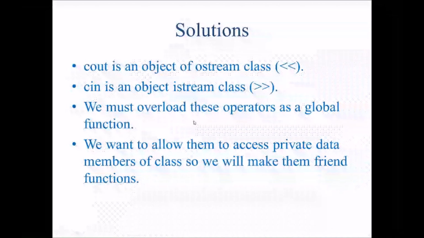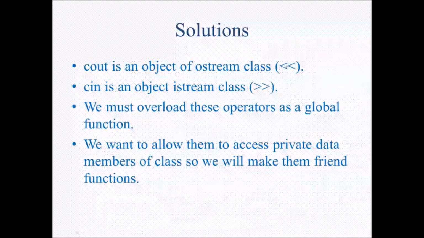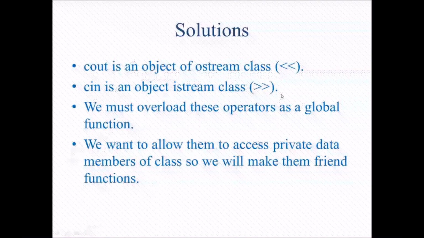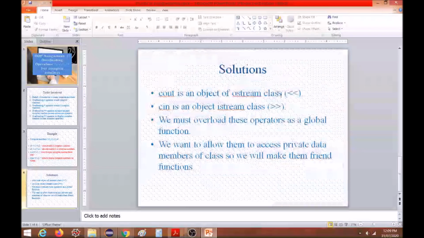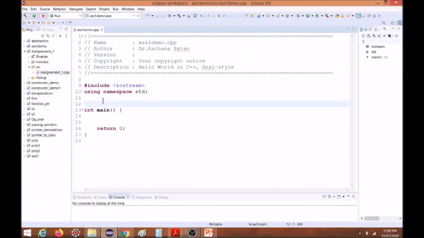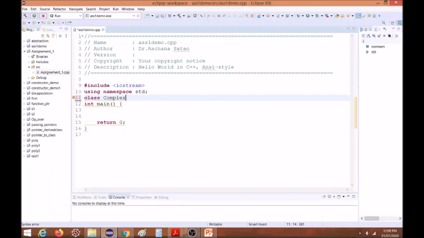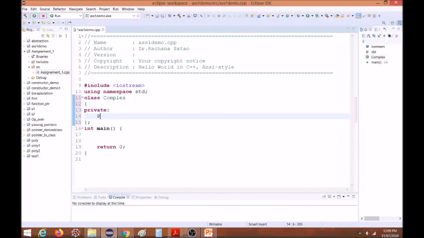So how will it happen? We have to make them friend functions. We'll be writing operator overloading functions for both the operators, and we will be making them friend functions. Now I am going to show you the complete coding of how we are going to do it, so you will be able to understand it. We are starting with class Complex, and this class Complex will have private data members and public members.